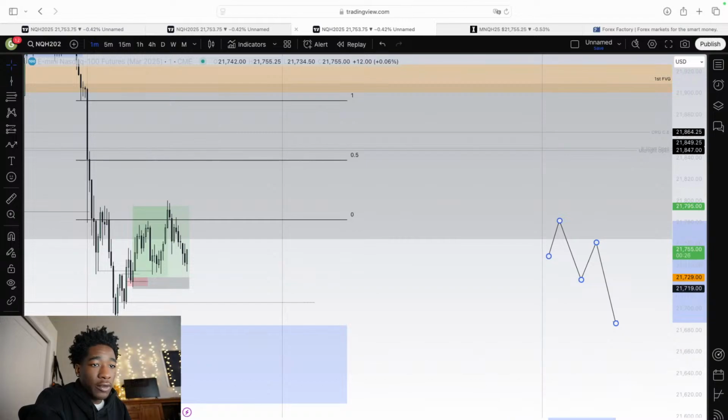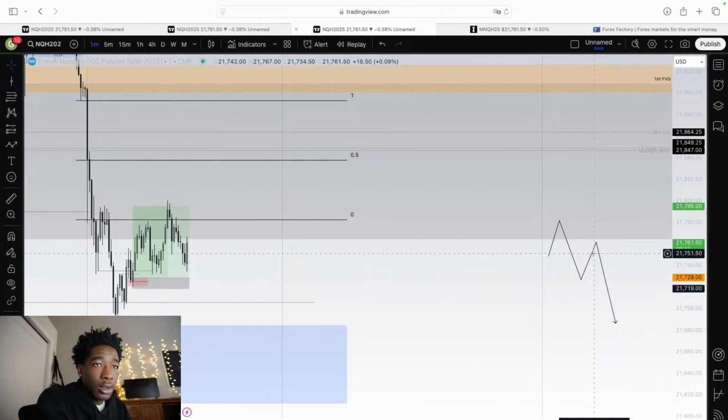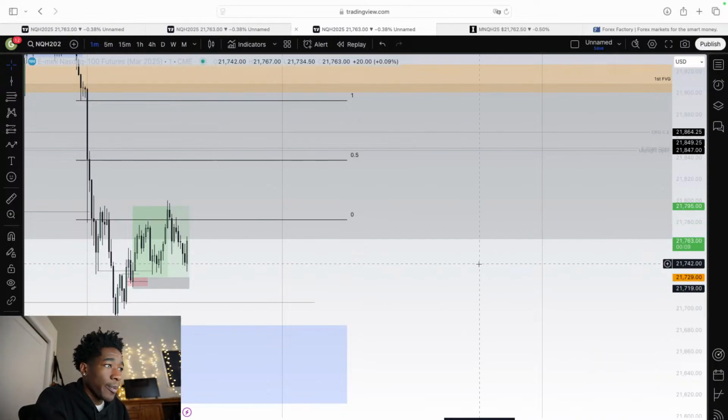Same thing if you're bullish. You don't make a swing high; you see it make a swing low, run that low, and then retrace back into a gap. So it's really it.